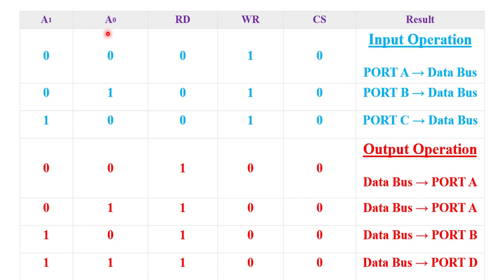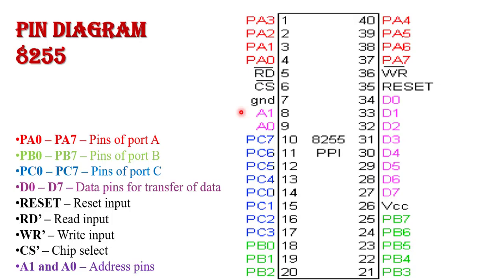So here we see A1 and A0, these are port select pins, which work in conjunction with the read or write signal. Now again we come to the pin diagram of 8255. Currently I explain some control signals of 8255, that is pin number 5, the read signal. I have already explained the function of the read signal. Pin number 6 is the CS chip select pin. Pin number 7 is grounded. Pin numbers 8 and 9 are A1 and A0, or port address pins.